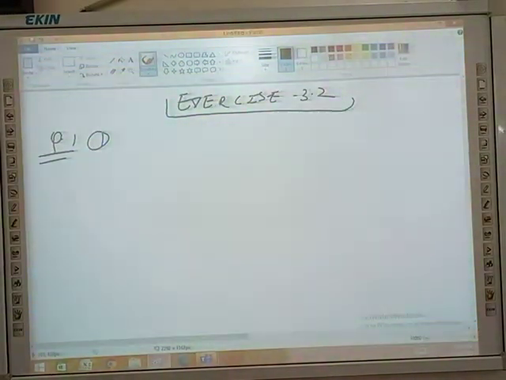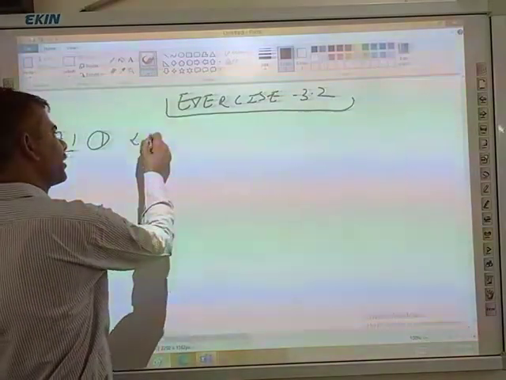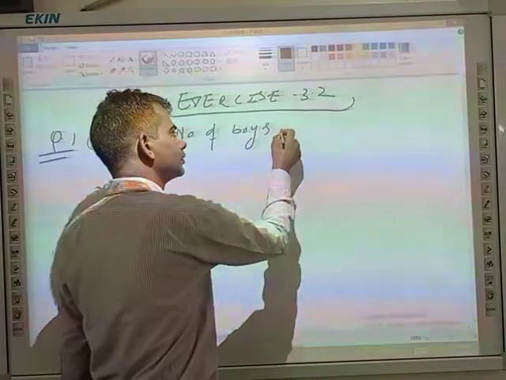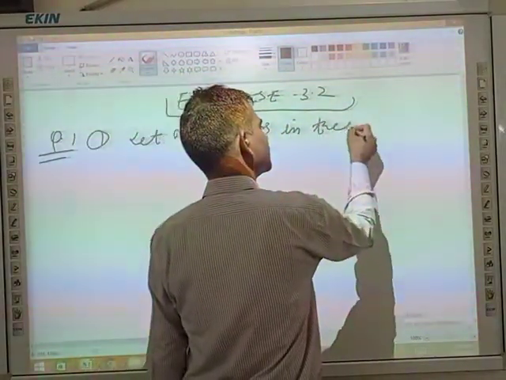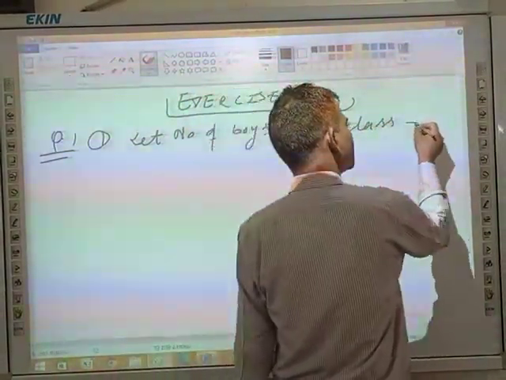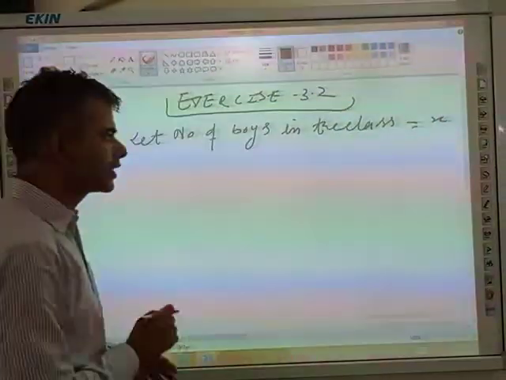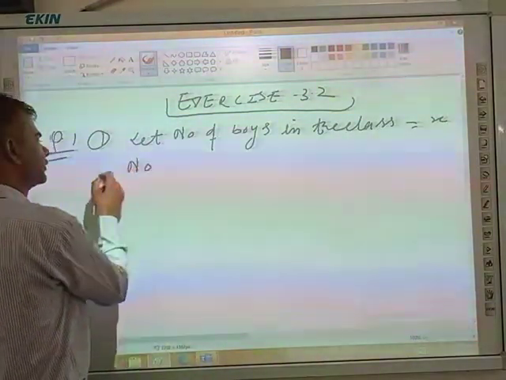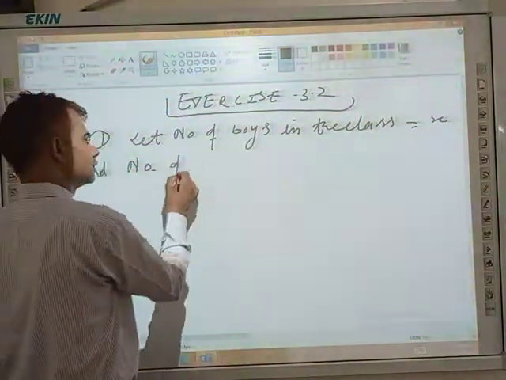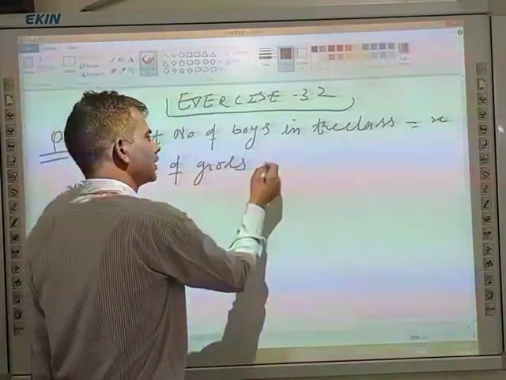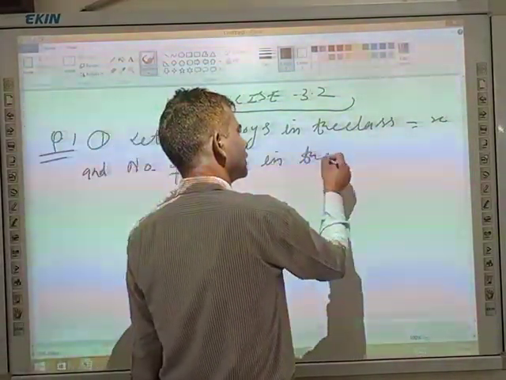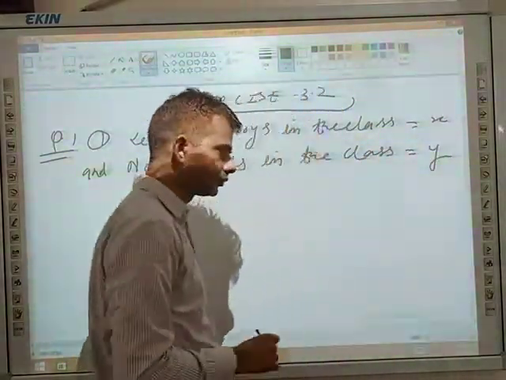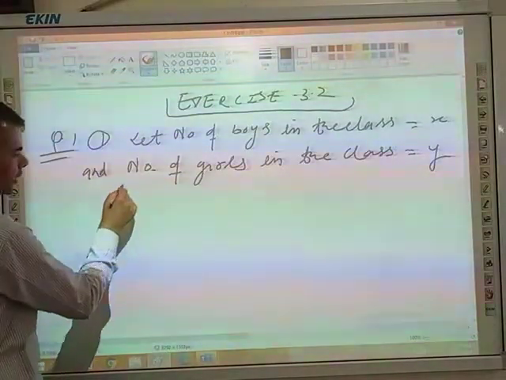Let the number of boys in the class be X. Student, it is a chapter of two variables, and let the number of girls in the class be Y. That is why. Student, according to the first condition.